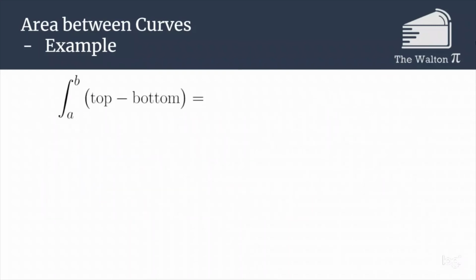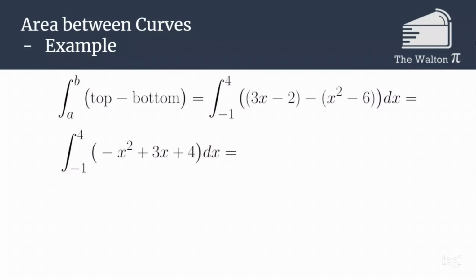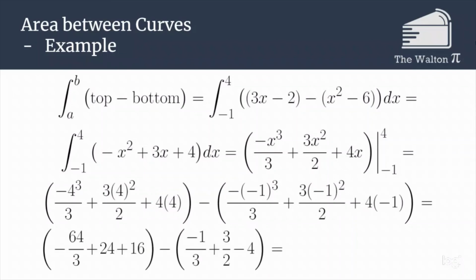If we plug all of that into our form, the integral from start to finish of top minus bottom, that becomes the integral from negative 1 to 4 of (3x minus 2) minus (x squared minus 6). After simplifying, that becomes the integral from negative 1 to 4 of negative x squared plus 3x plus 4, which becomes negative x cubed over 3 plus 3x squared over 2 plus 4x, evaluated between negative 1 and 4. Plugging all of that in, it reduces down to 43 over 2, or 21.5. So that tells us the area between the curves 3x minus 2 and x squared minus 6 is 21.5 of whatever our units would be.